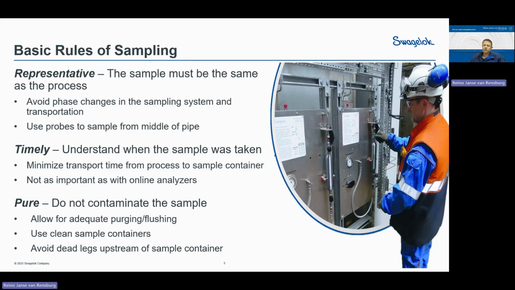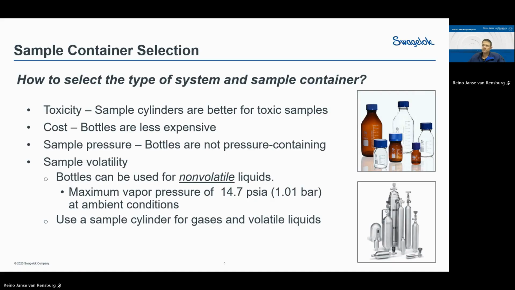Then you also want your sample to be pure, so you don't want any contaminant in the sample, because you want to allow for adequate purging and flushing. You want to use clean sample containers, and also avoid dead legs on the upstream side of a sample container. You don't want any media stuck from a previous sample to contaminate what's in your container when you take that sample.